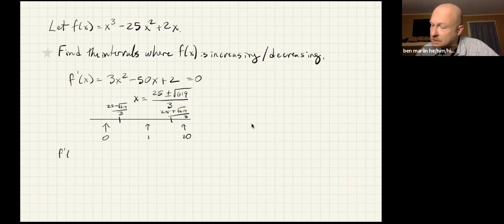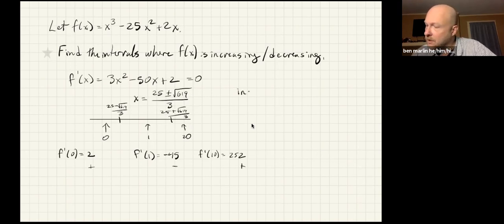So when I get f prime of 0, I'm going to turn out to just get 2. And when I do f prime of 1, that's going to be a little bit harder. I'm going to end up with 3 minus 50, so negative 47, plus 2, so negative 45. And then my f prime at 10, well, that's kind of yucky. 300 minus 50, so 252. Okay, so positive, negative, and positive.